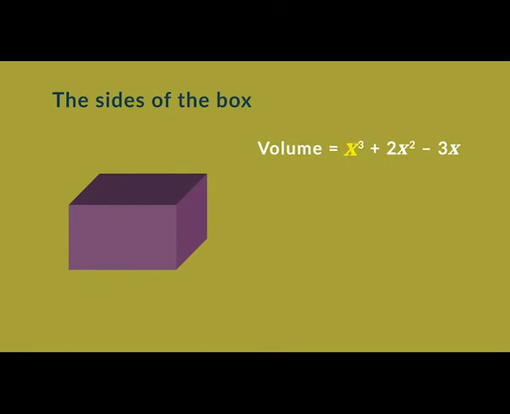Factorising the polynomial x cubed plus 2x squared minus 3x completely gives us 3 factors. Each of these factors is an expression that the polynomial can be divided by without leaving a remainder. These would therefore be the lengths of the sides of the box: x, x minus 1, and x plus 3. Now that we know the factors of the polynomial, we can also find the roots of the polynomial.